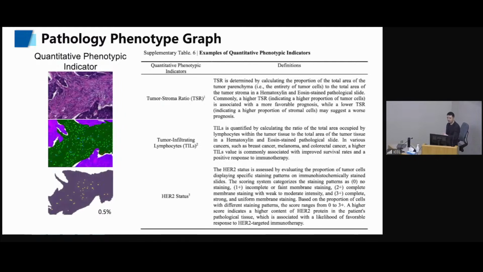Quantitative phenotypic indicators are widely used in pathology reports to reduce the inter-observer variability and ensure reproducibility in diagnosis. Table 6 lists some of the indicators such as tumor stroma ratio, tumor infiltrating lymphocytes. So this is basically like you detect several features and use a mathematical function to determine values that could quantitatively assess how abnormal a phenotype is.